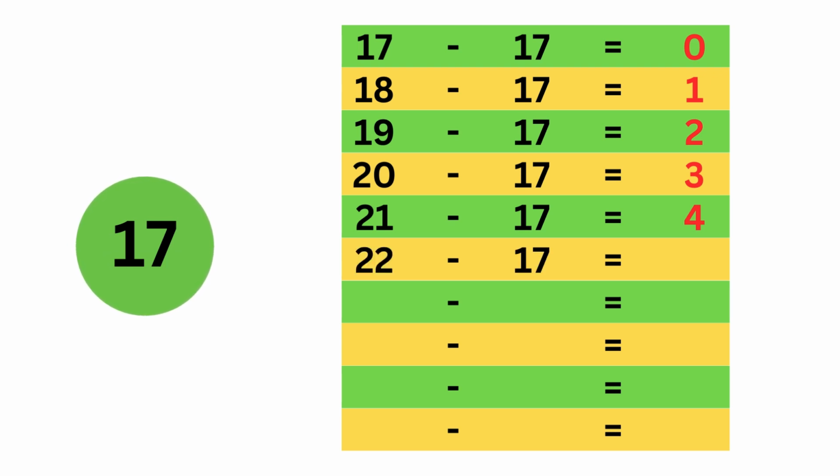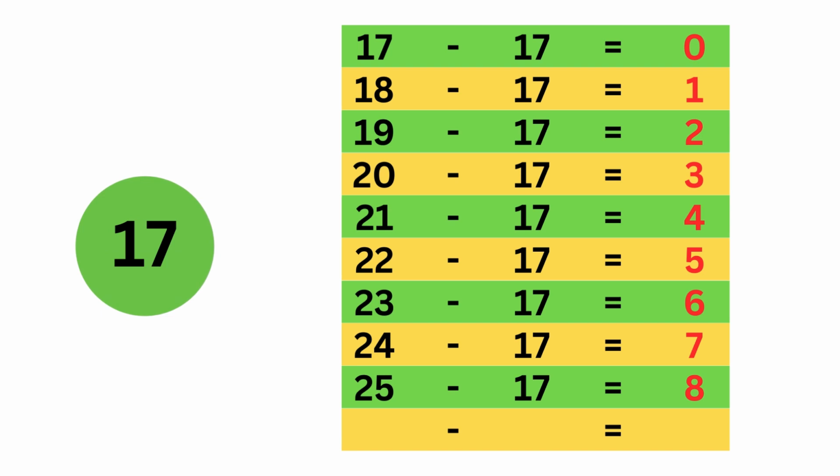22 minus 17 equal to 5. 23 minus 17 equal to 6. 24 minus 17 equal to 7. 25 minus 17 equal to 8. 26 minus 17 equal to 9.